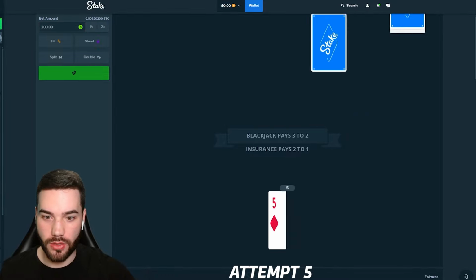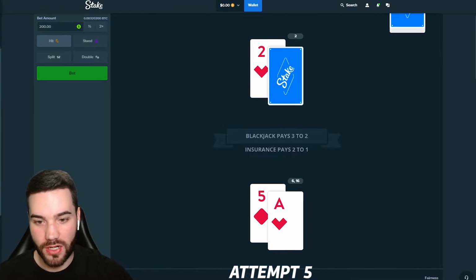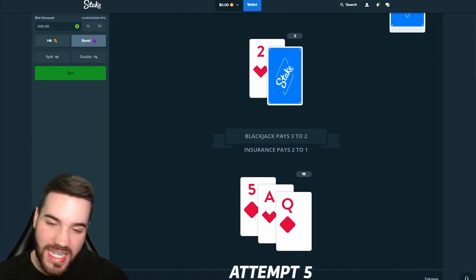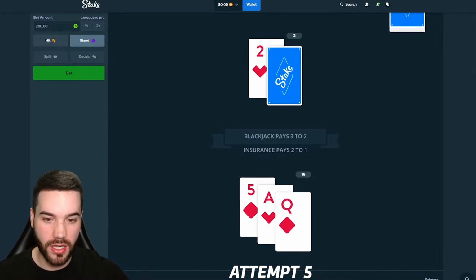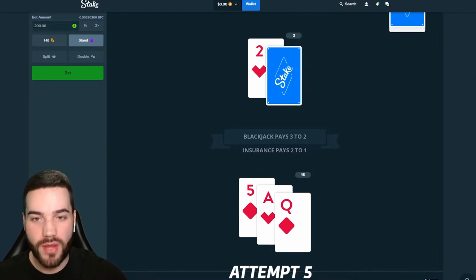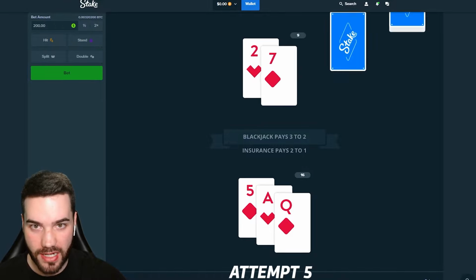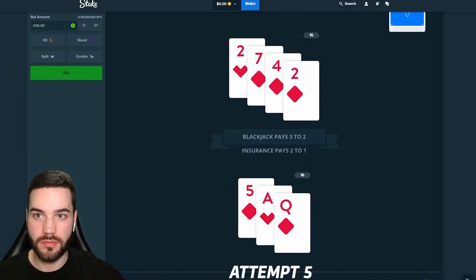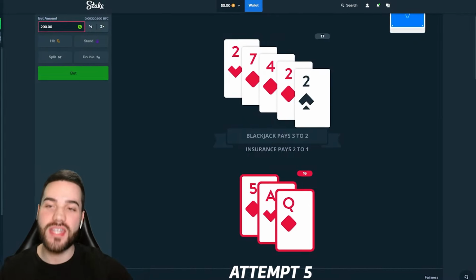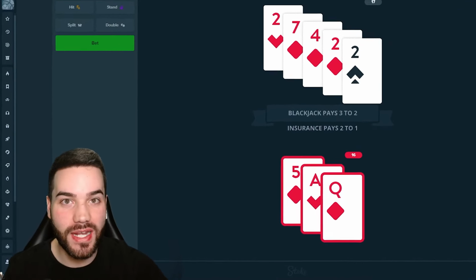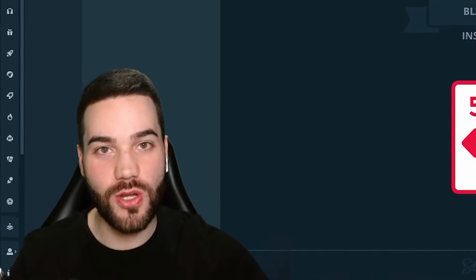$200 bet. Give us 2 in a row. We hit that all day long. Give us something good. 16. Probably the shittiest card we could have got is a 10 there. They have a 2. Very, very likely they win this. Stand. Bust. 17, man. Really? I was staring at that balance again. It did not change, so I knew we were going to lose that.